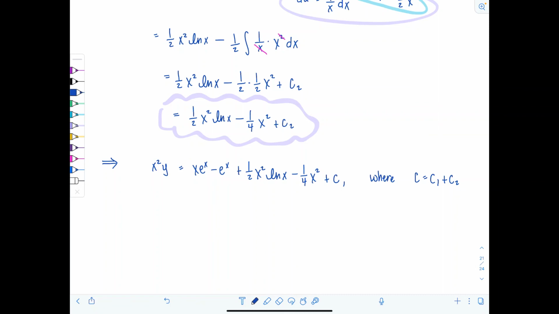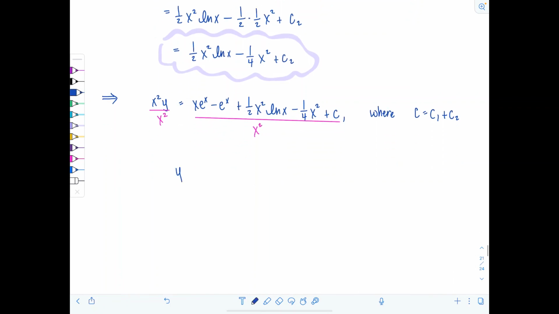And then last step, I want to divide everything by that integrating factor, x squared, so I can isolate y, right? That's the whole point, so we get a solution to the differential equation over x squared. And now we have, voila, y equals e to the x over x minus e to the x over x squared plus, ooh, this is nice, just 1/2 ln of x minus 1/4 plus c over x squared, which you leave, right? Good. Don't do anything wild.